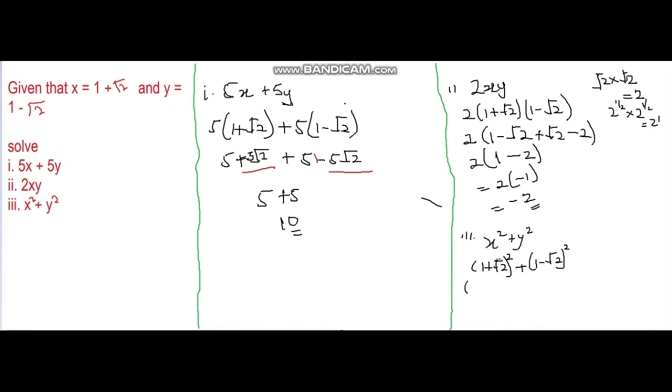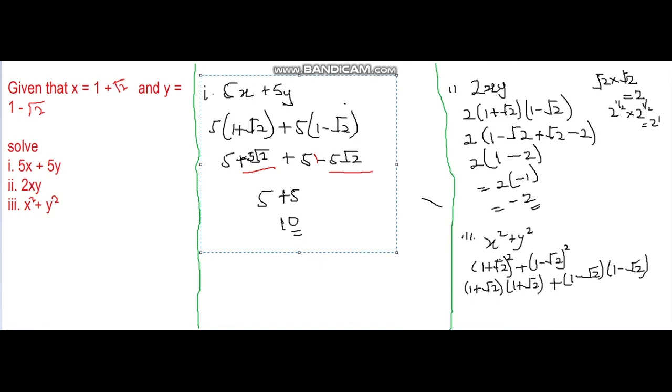So in the first bracket, we are going to get 1 plus square root of 2 bracket close, another 1 plus square root of 2 bracket close, then plus first bracket 1 minus square root of 2 bracket close, another 1 minus square root of 2 bracket close. Now from there, what do we do? We simplify, we open the two brackets, right? Let me clean this side and let's continue over here.